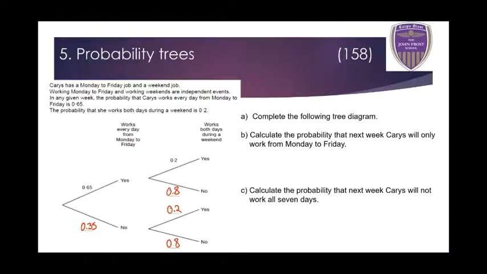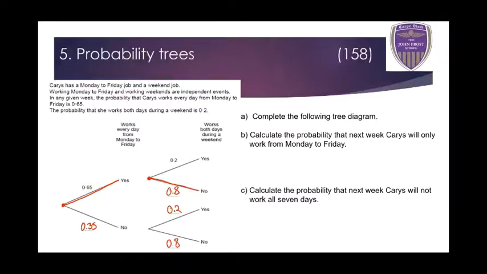Part B now. Calculate the probability that next week Karis will only work from Monday to Friday. So start on the far left of the tree. She's only working Monday to Friday. So does she work Monday to Friday? Yes, she does. So we've got this branch. So we're here now. Now she's only working Monday to Friday. So that means she isn't working on the weekend. So we're going to go on the no branch, on the weekend probability tree.